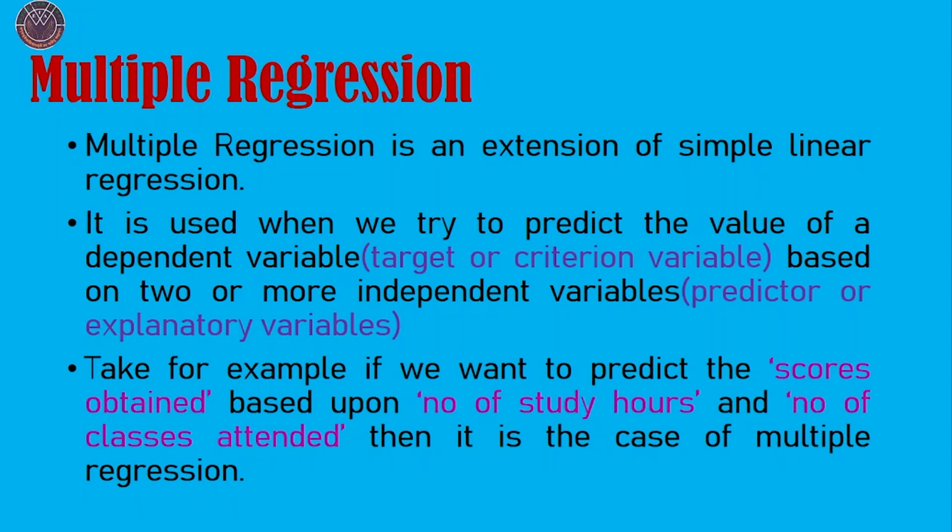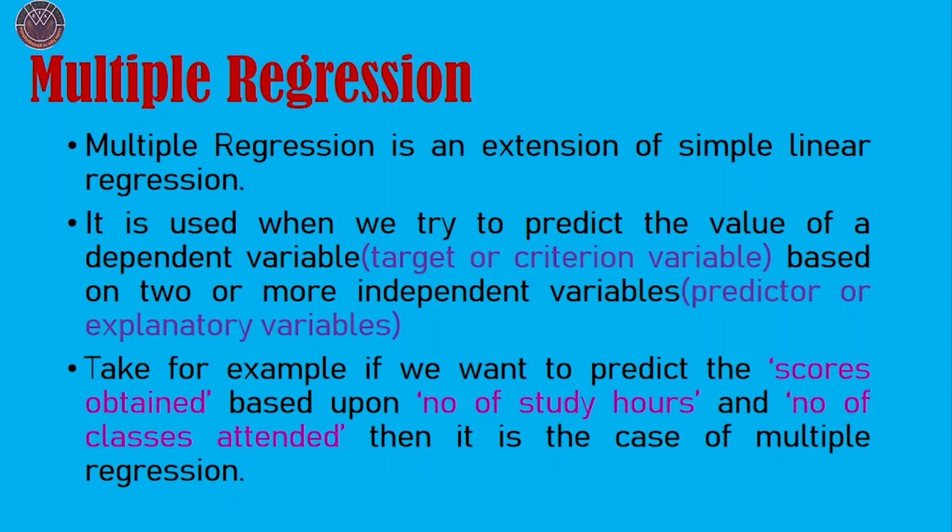But here we have to understand that multiple regression is an extension of simple linear regression. It is used when we try to predict the value of a dependent variable, also called the target variable or criterion variable, based on two or more independent variables. So if two or more independent variables are there, it is called multiple regression. Using two or more independent variables, also called predictor variables or explanatory variables, when we predict a dependent variable, it is the case of performing multiple regression.